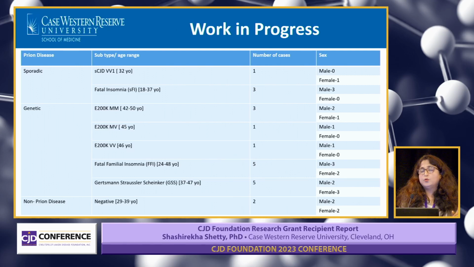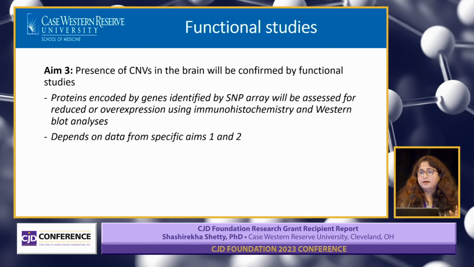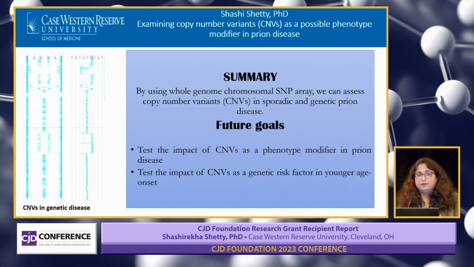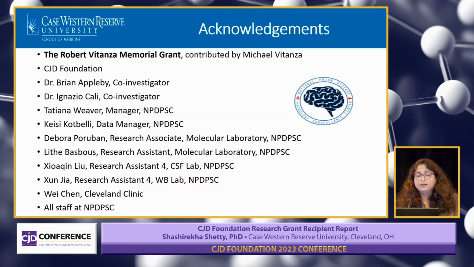I have 21 cases that I'm going to go back and analyze, at least 63 regions of the brain, and this time also negatives, like non-prion disease. And if I find rare CNVs, then I'll be doing the functional studies. Everyone in the room, I think you have seen these summary slides. I'm not going to go over it.